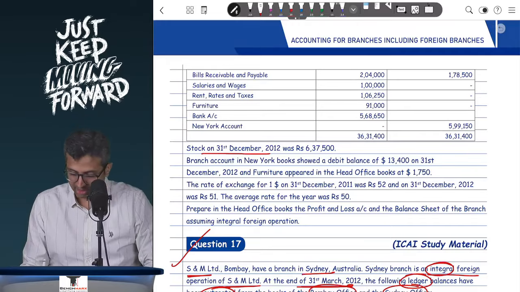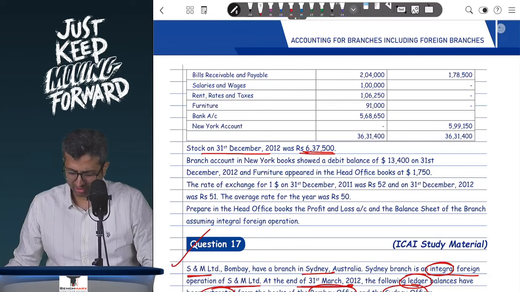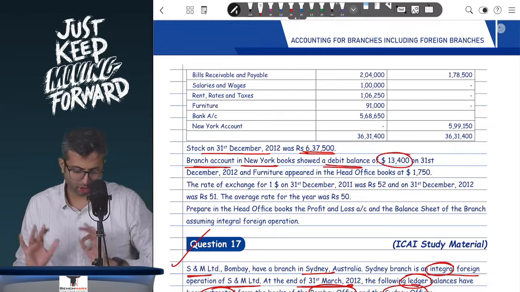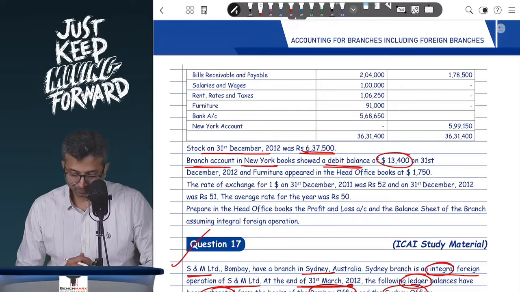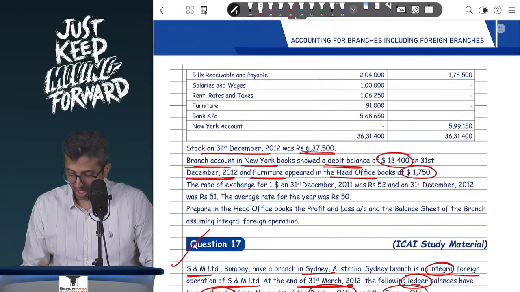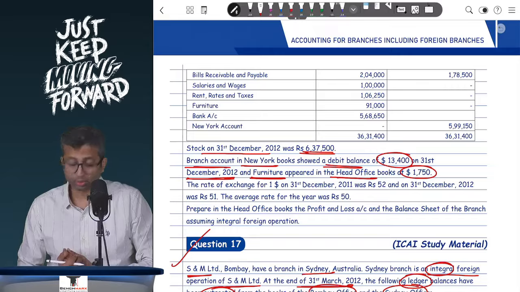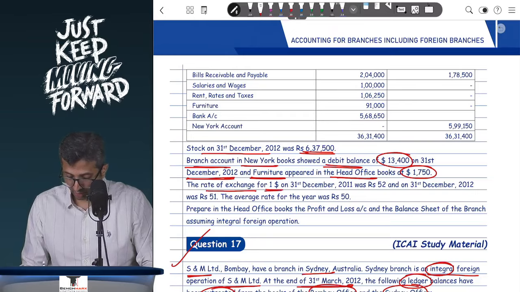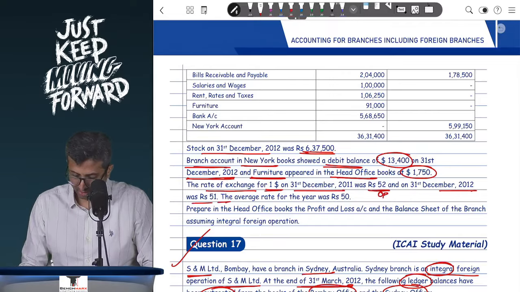Stock on 31st December 12 was 637,500. This is your closing stock. The branch account in New York's books showed a debit balance of $13,400. So this is given to you on 31st December 12, and furniture appeared in the head office books at 1750. Maybe they have given you these two amounts, and hence you might have to take that. The rate of exchange for $1 on 31st December 11 was 52. This is opening. 31st December 12 is 51. This is closing. And the average rate is 50.